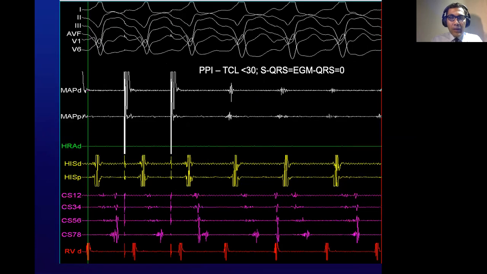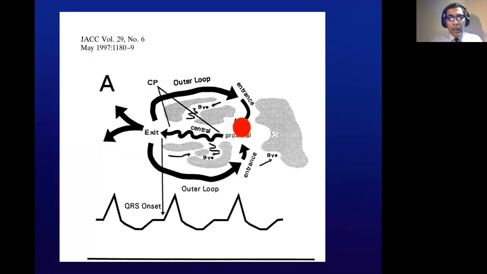The post-pacing interval, however, was less than 30 as compared to the tachycardia cycle length, with the stimulus to QRS equal to the EGM to QRS, that is 0, suggestive of a possible entrance site of the circuit at this location.